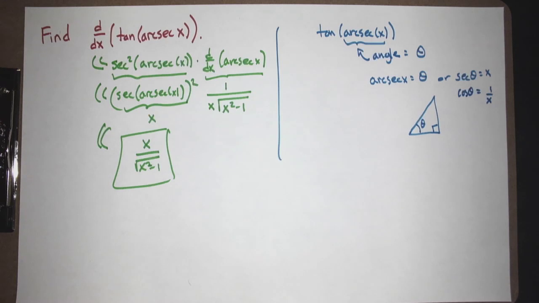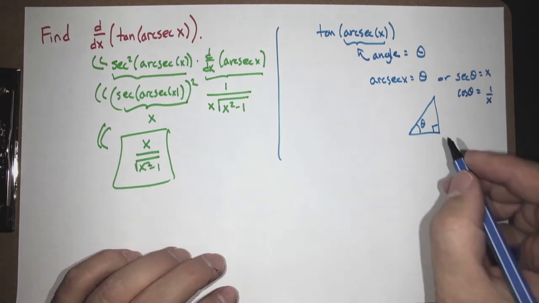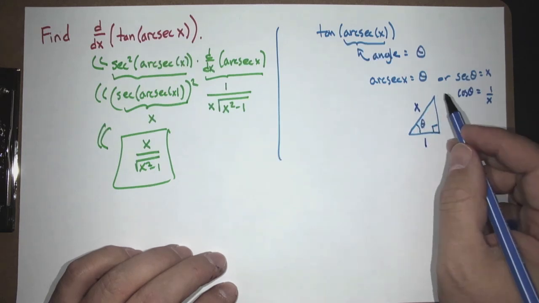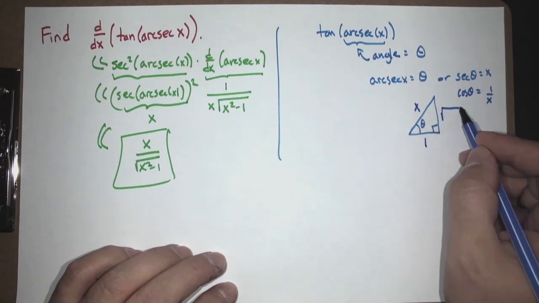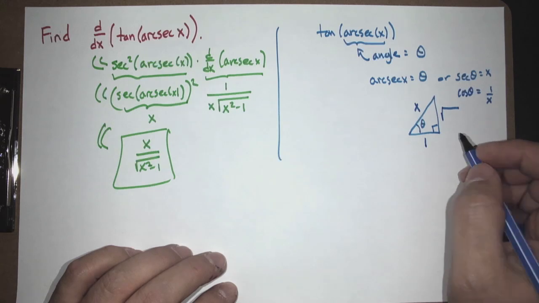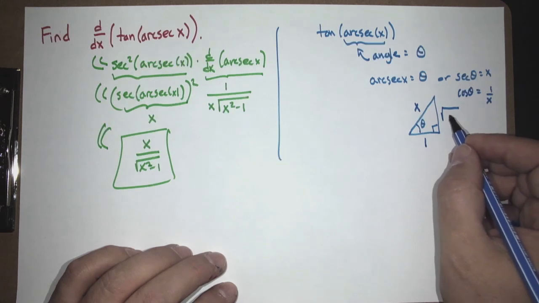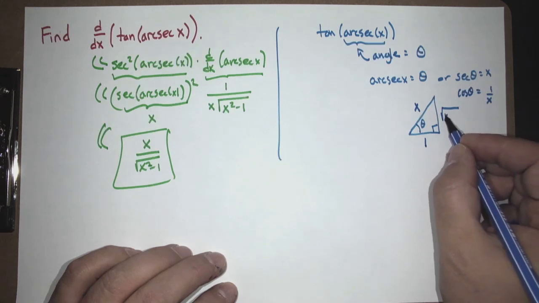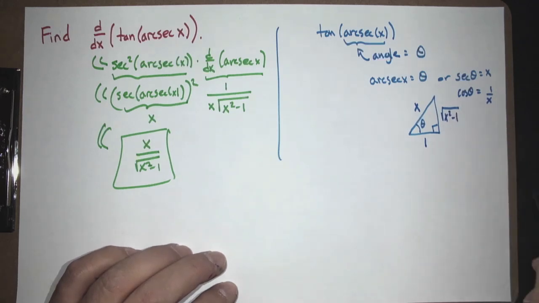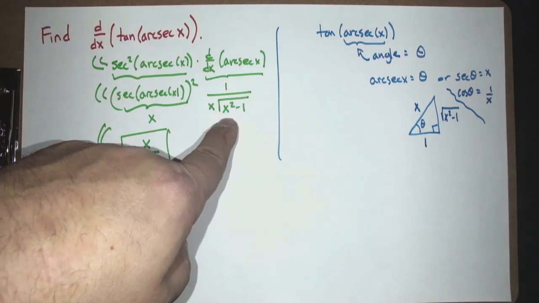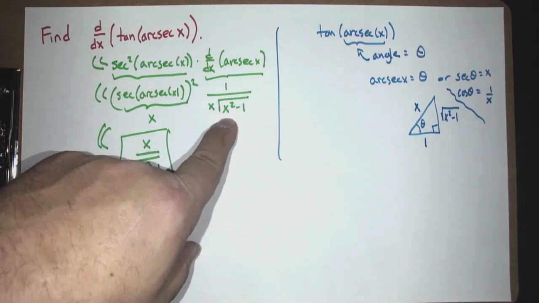Now, channel your inner SOHCAHTOA. What is cosine? Adjacent over hypotenuse. Right triangle. Pythagorean theorem. Missing side, what will that be? There's a square root, spoiler alert. It'll be the square root of x squared minus 1. Have you seen the square root of x squared minus 1 somewhere before? Coincidence? No. There's a reason.